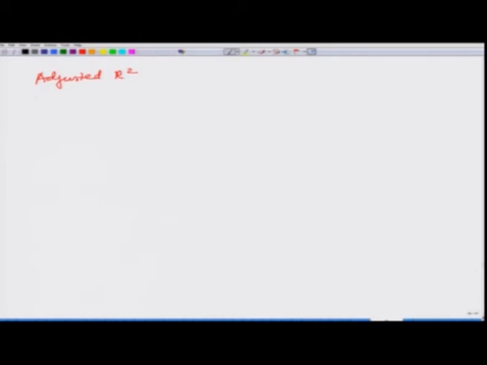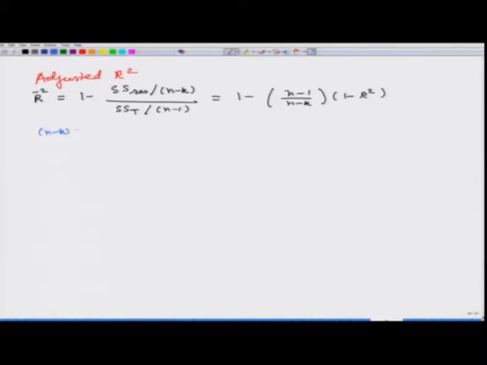This adjusted R square is denoted by R bar square, and this is defined as 1 minus sum of squares due to residuals divided by n minus k upon sum of squares due to total divided by n minus 1. So, this can be further simplified as 1 minus n minus 1 over n minus k times 1 minus R square. Now, if you try to observe, what are we doing here? We are dividing the sum of squares due to residual by n minus k. If you recall, this n minus k was actually the degrees of freedom associated with the distribution of SSRes in the context of analysis of variance.